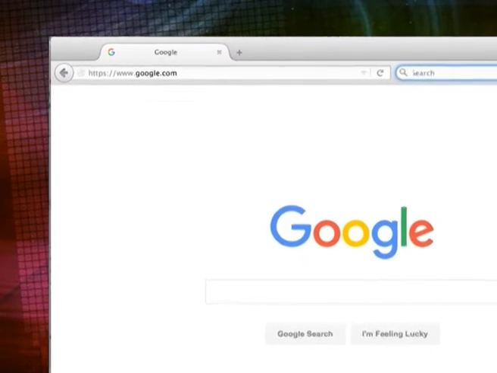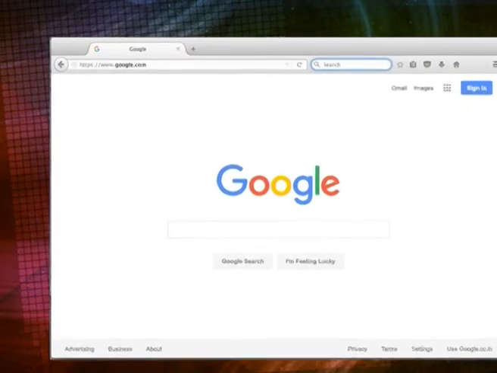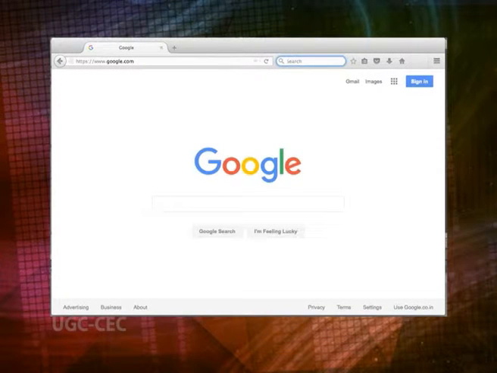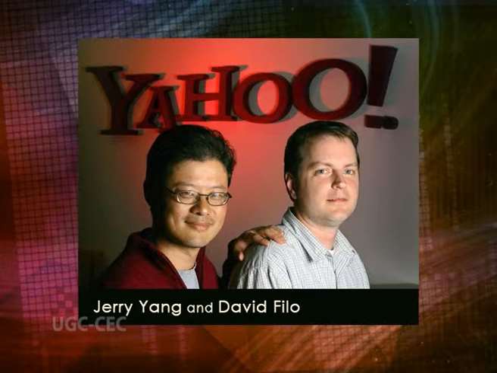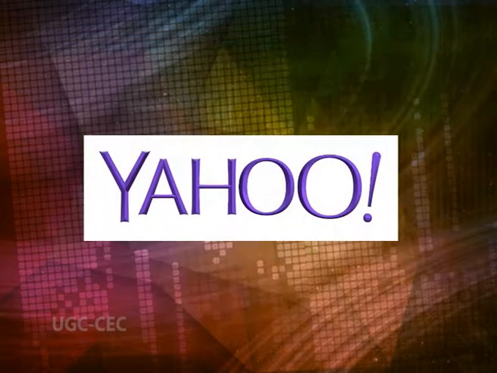Google.com is the most popular and world's best search engine, globally launched in 1998 by Larry Page and Sergey Brin with a market share of 68.69%. David Filo and Jerry Yang started Yahoo.com in 1994, the second biggest search engine on the web.